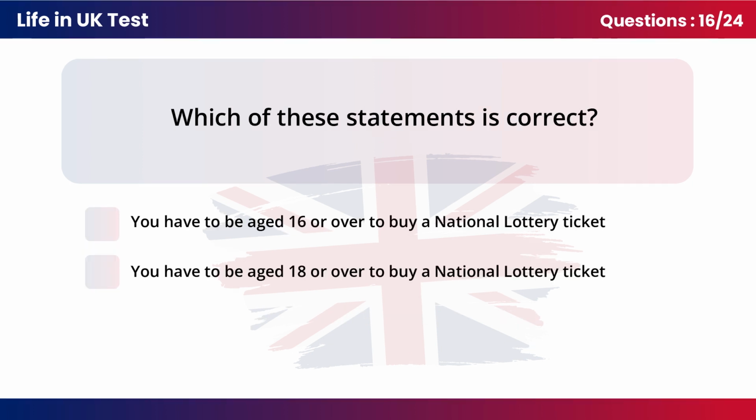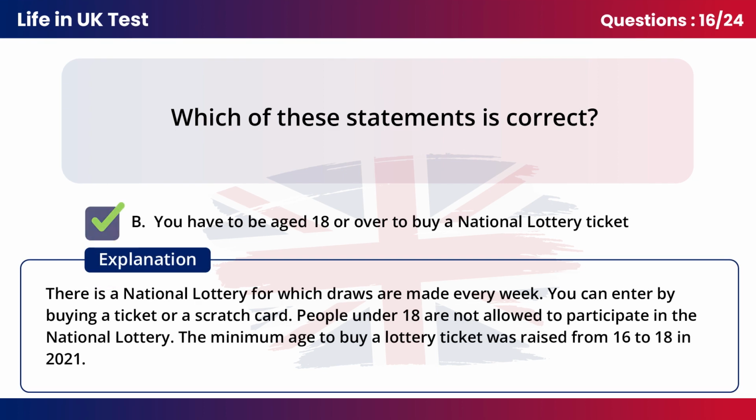Question 16. Which of these statements is correct? B. You have to be aged 18 or over to buy a national lottery ticket. There is a national lottery for which draws are made every week. You can enter by buying a ticket or a scratch card. People under 18 are not allowed to participate in the national lottery. The minimum age to buy a lottery ticket was raised from 16 to 18 in 2021.